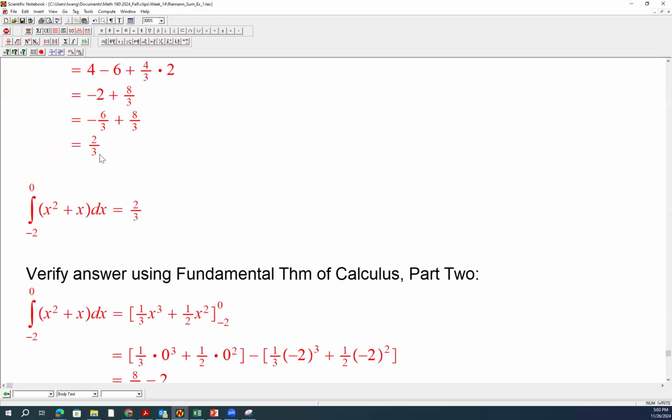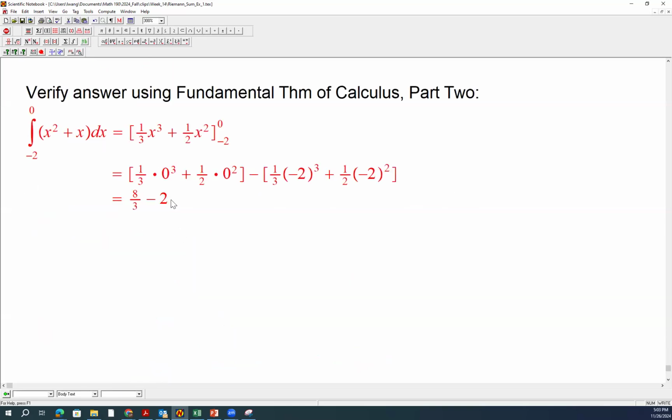So this is the same situation as we had here, right? So we got the right answer. We have got the right answer.